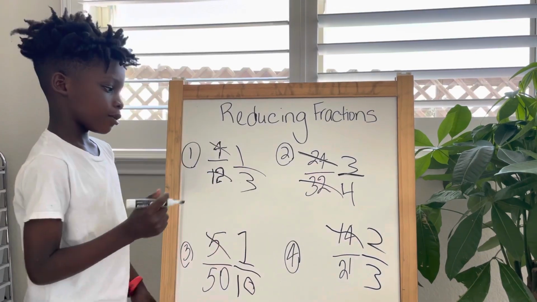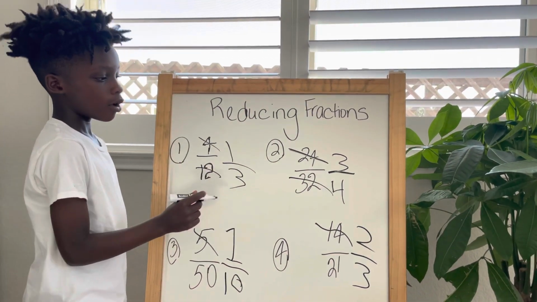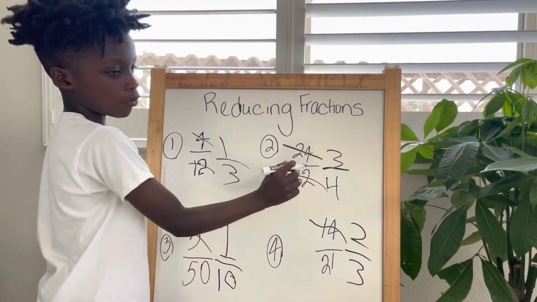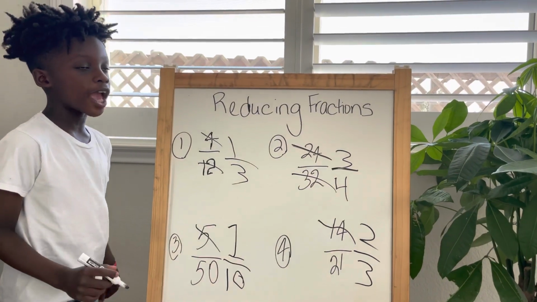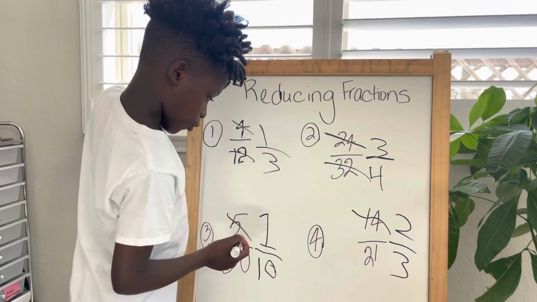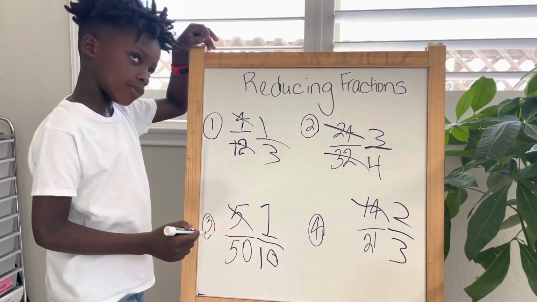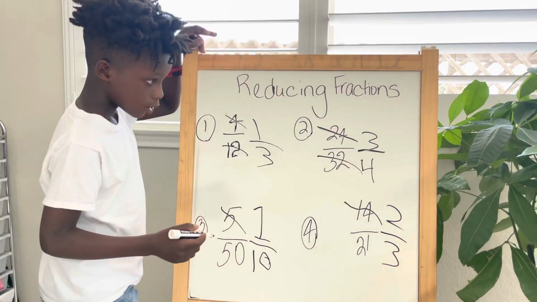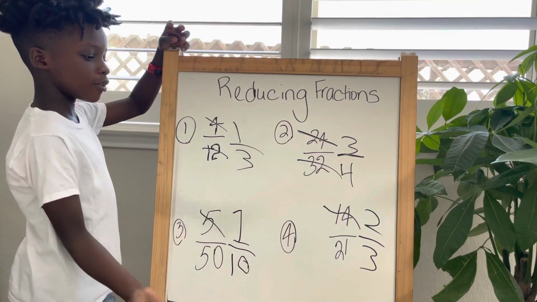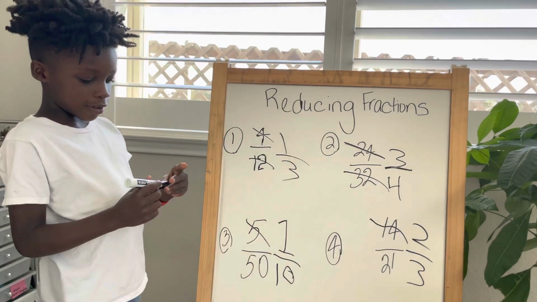So let's check our work. 4 divided by 4 is 1. 12 divided by 4 is 3. Good. 24 divided by 8 is 3. 32 divided by 8 is 4. 5 divided by 5 is 1. Easy. 50 divided by 5 is 10. 14 divided by 7 is 2, and 21 divided by 7 is 3. So all of our work is correct.